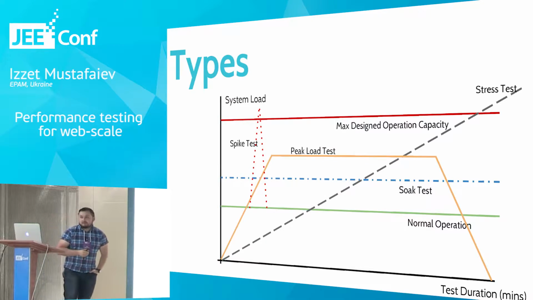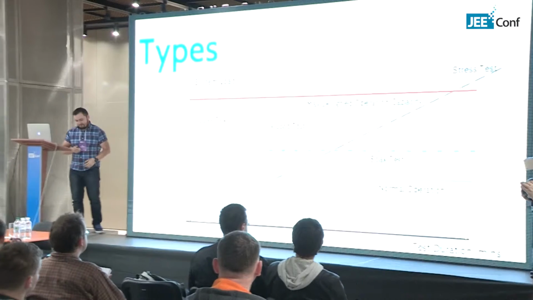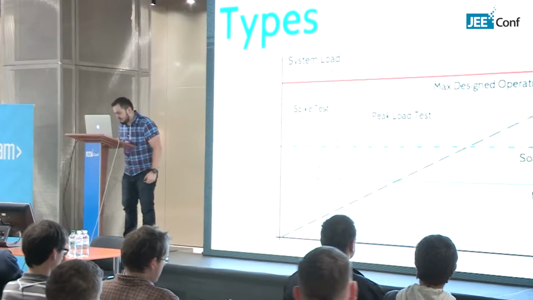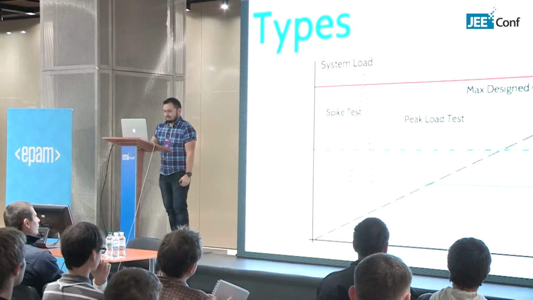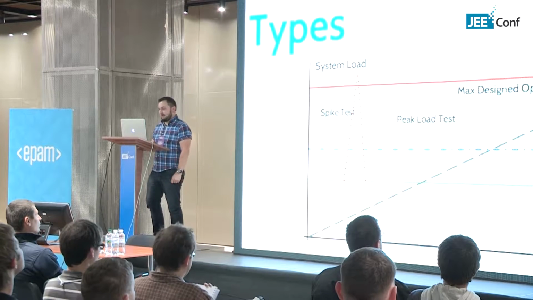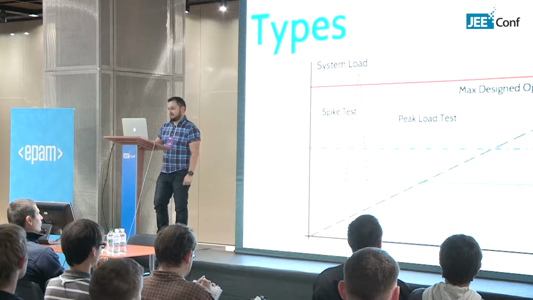But before we deep dive into this, let's overview what types of performance tests actually exist. Usually, each application is designed for some normal operation. And there is a type of test that will help us to determine the max design operation capacity.